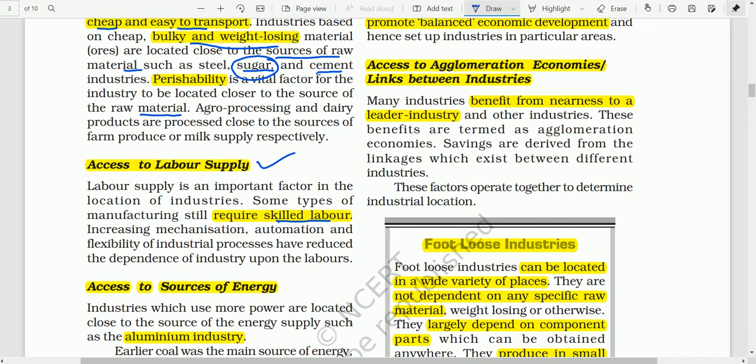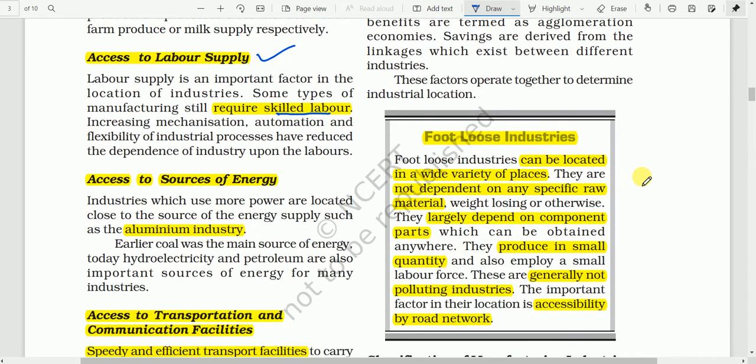The demand for labor in certain industries decreases, but still some industries are there where skilled labor is required. And to maximize our profit, we need cheap and skilled labor. That is why some industries are located nearby the places where there is cheap and skilled labor.